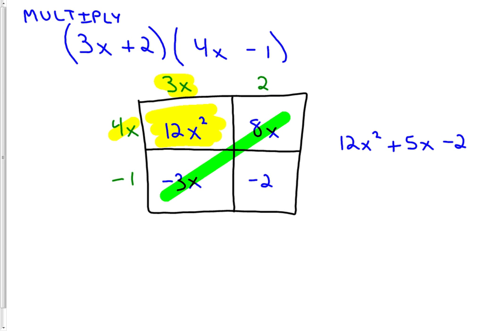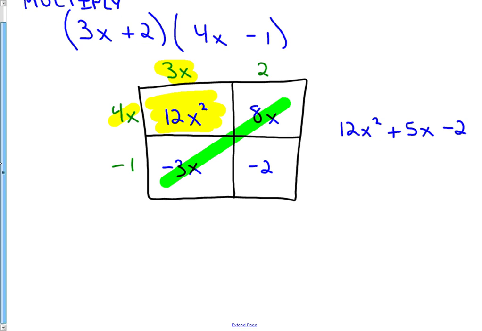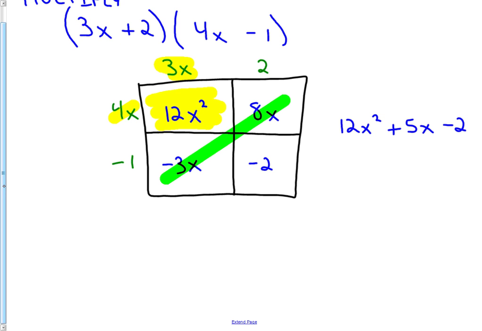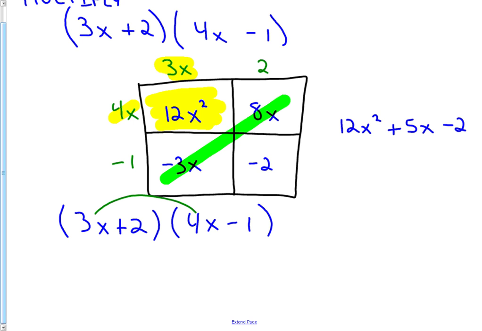Using the same problem, I'm now going to FOIL these. To FOIL these, I'm going to rewrite them below where we're at. So I have 3x plus 2, 4x minus 1. And if you remember, the letters in FOIL stand for first, outside, inside, last. The first terms that I have would be 3x and 4x. If I multiply those together, I get 12x squared.